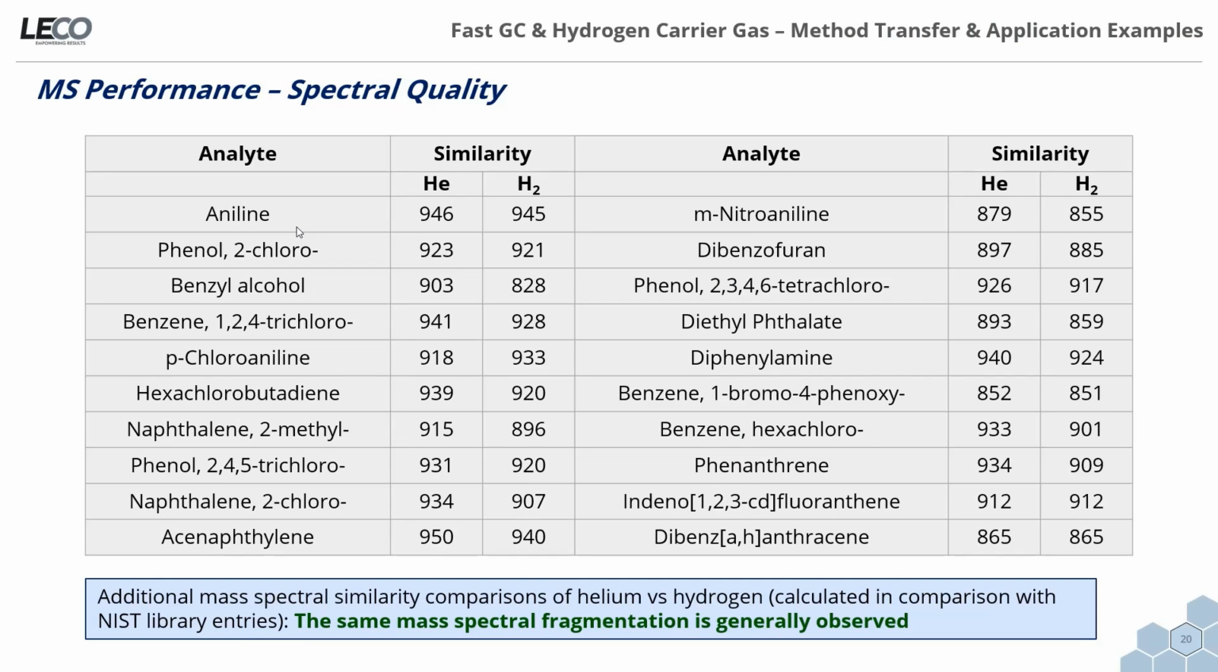Now in tabular format, a range of analytes from the 8270 standard, taken from across the chromatogram, different retention times and different compound chemistries. You can see that the comparability, the similarity of library matching, helium compared to hydrogen, is in nearly all cases very, very close indeed.